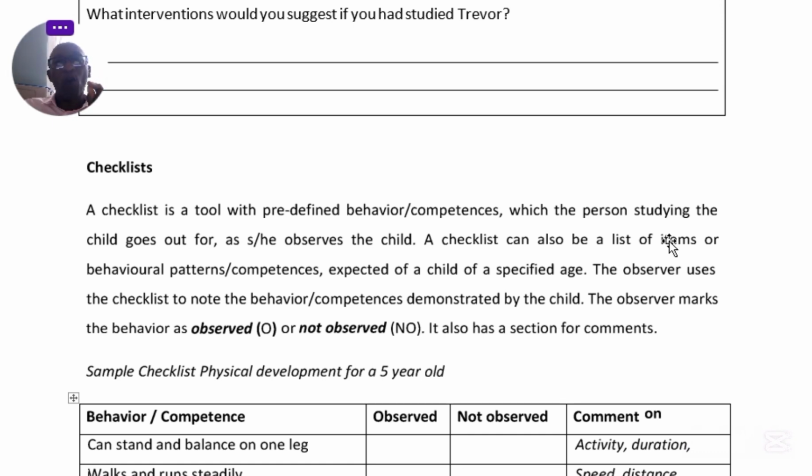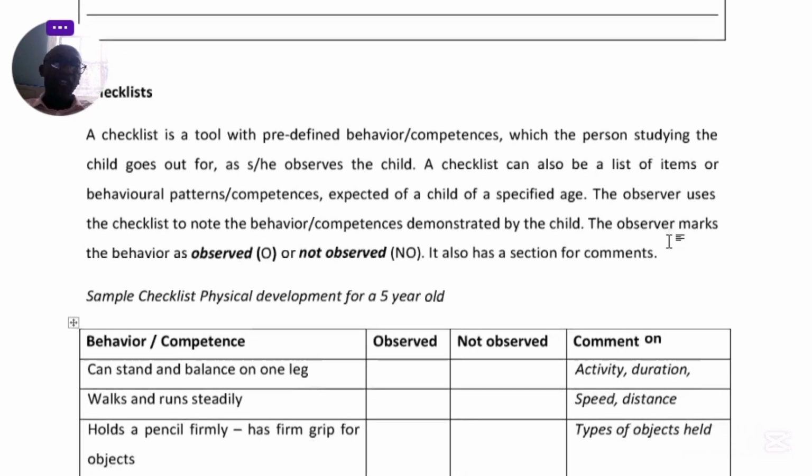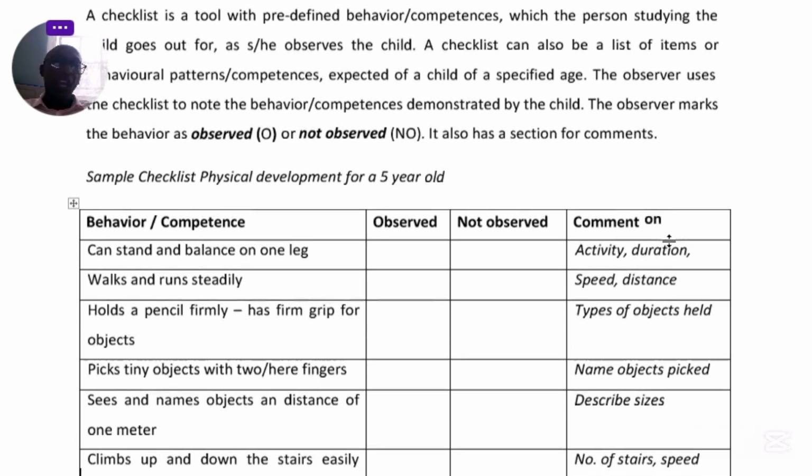So you are watching someone and you are checking against a list of items or behaviors of a child of a specific age. For example, in early childhood, you can pick on those competences within the learning framework that are suitable for a child of 5 to 6 years. And let's take an example of a checklist of physical development of a 5-year-old.